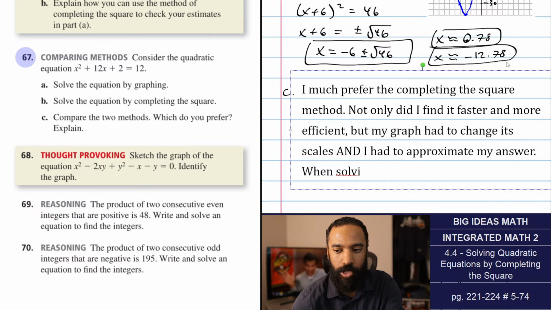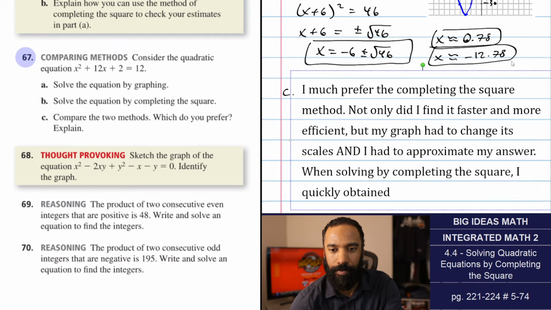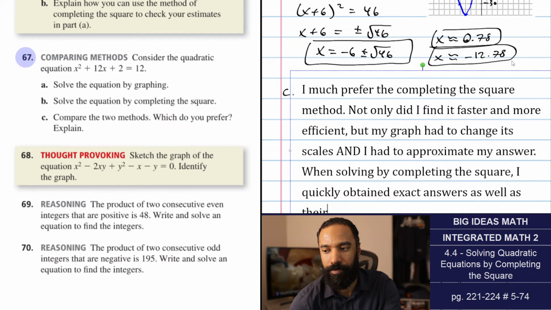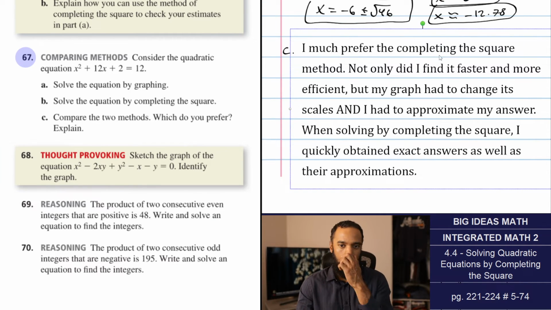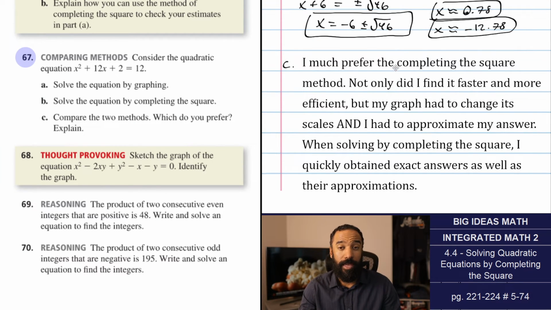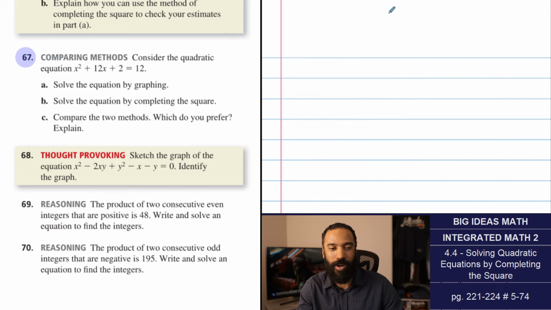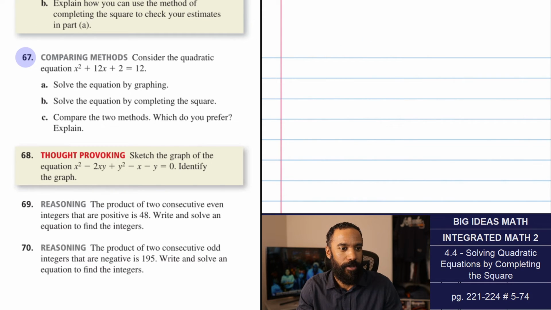When solving by completing the square, I quickly obtained exact answers as well as their approximations. And I would know what they mean on a graph visually. So I don't mind the graph supplementing what they got in the other answer, but completing the square. I don't know if this is their way of saying, hey guys, use completing the square. I mean, anybody would probably do it over graphing, but there's that. All right, let's move forward.